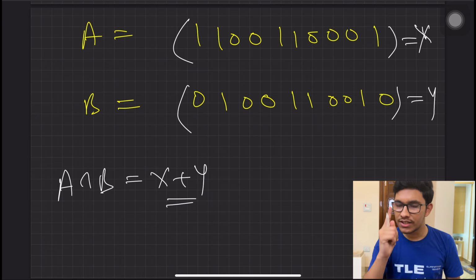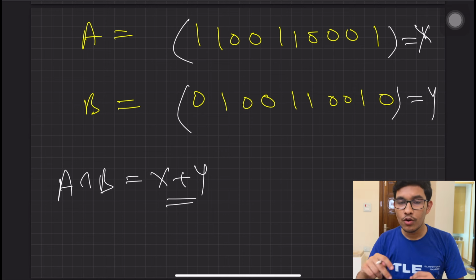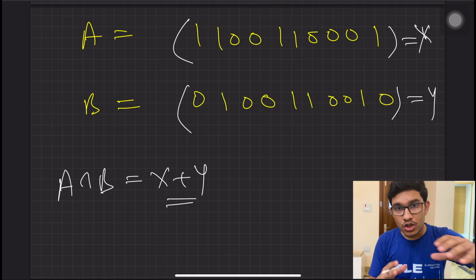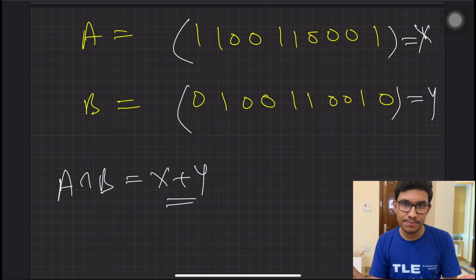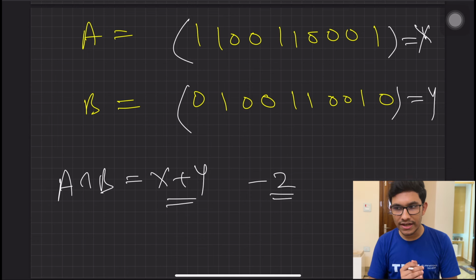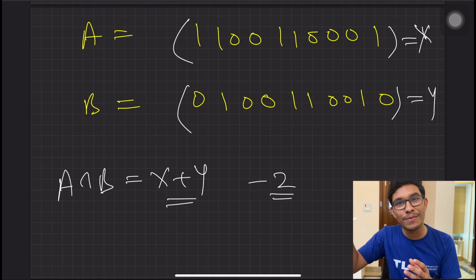Now let's suppose I tell you there is one bit which is same in A and B. What will happen to that bit? That bit will get cancelled out from both A and B. So how many total bits have you reduced from X plus Y? You have reduced 2. Let's suppose I told you that there were 2 bits which were same in A and B. What will happen in that case?